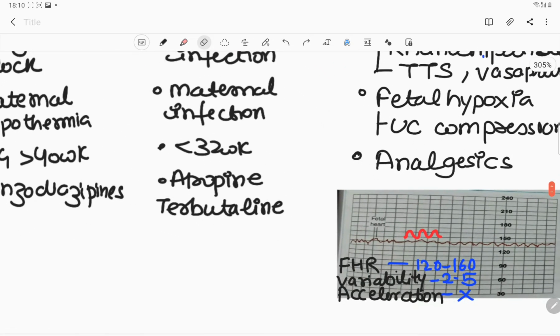See, this is a sinusoidal wave pattern. In this you can see the fetal heart rate lies between 120 to 160 beats per minute. There is decreased or absent variability, and there are no accelerations. Therefore, it is called a sine wave pattern, as it forms a wave-like pattern.